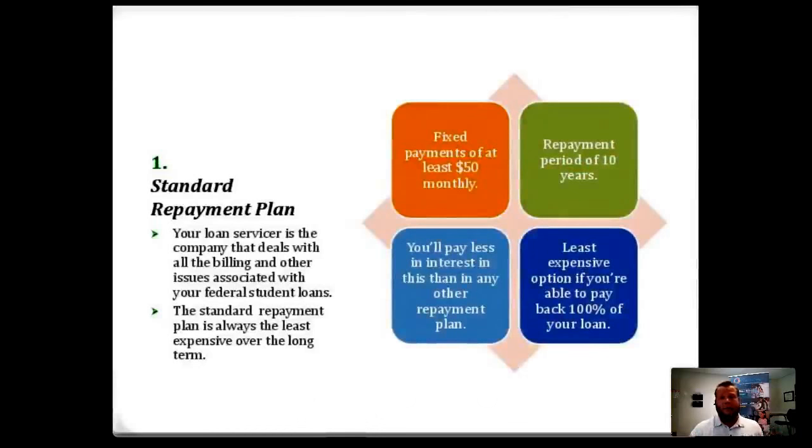For anyone that's been in the situation, when you first get out of school, you have what's called the grace period, a 6-month grace period. After that, typically, you're going to go into what's called a standard repayment plan, which is a 10-year term with fixed payments. It depends on the amount of federal student loan debt, but payments must be at least $50 a month. A lot of times you're going to pay less interest just because the term is shorter.